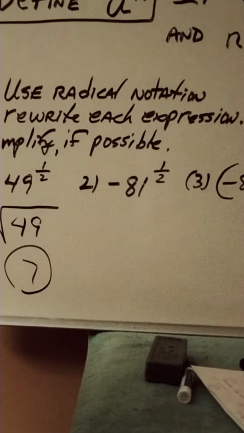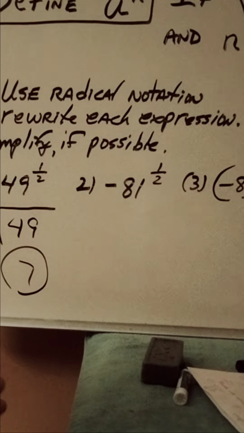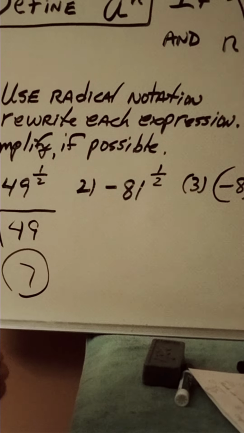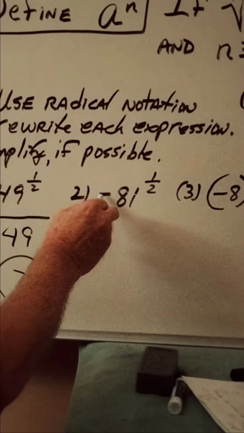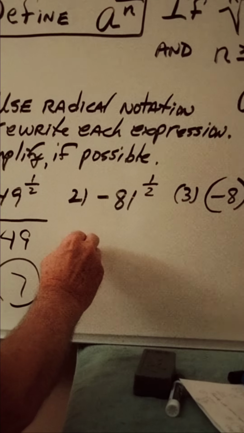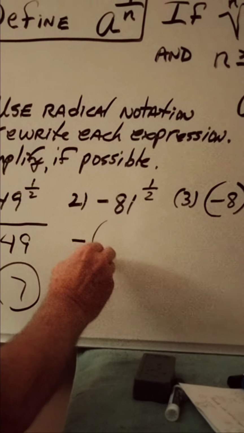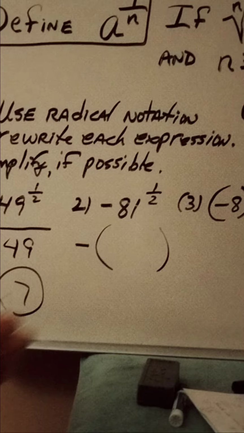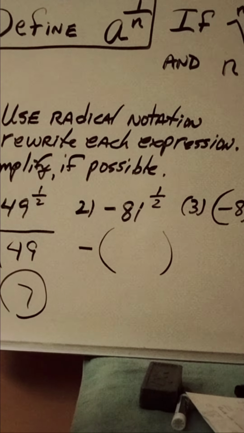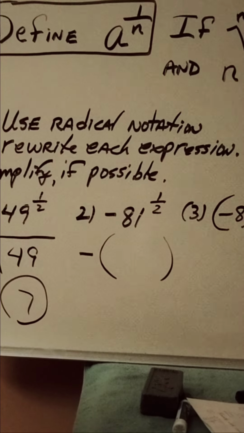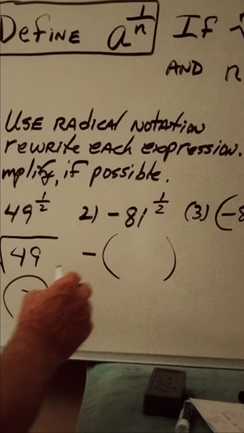It's an opposite sign, or it's theoretically an imaginary negative sign for negative 1. So we're going to take that negative sign and we're going to bring it down first, and we're going to make a house, because it's set apart from the 81 to the 1/2. Now we're going to take that base and we're going to make it become the radicand.